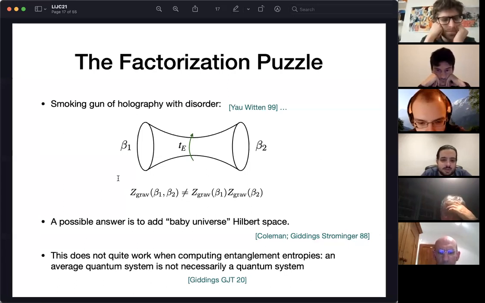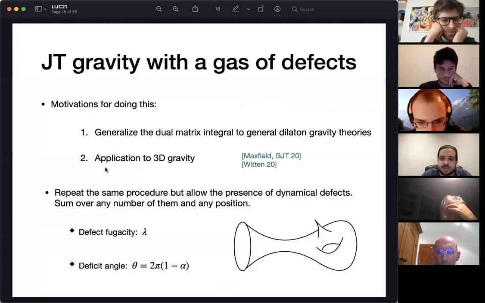And maybe I will skip some extra comments. Okay. Is there any question before I move to the generalization of this? This idea of the matrix integral is important, so if there is any question, let me know.